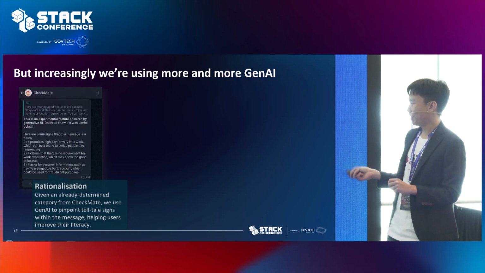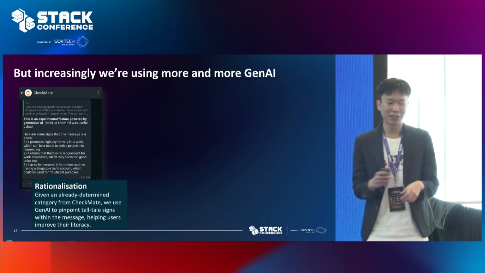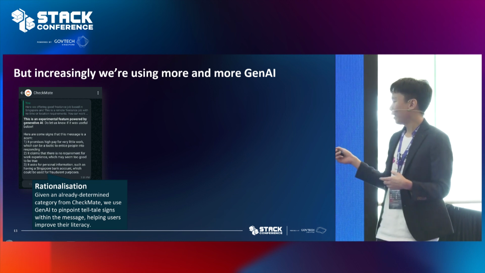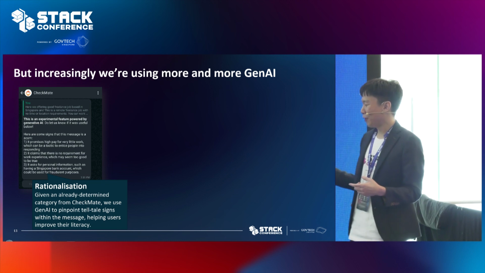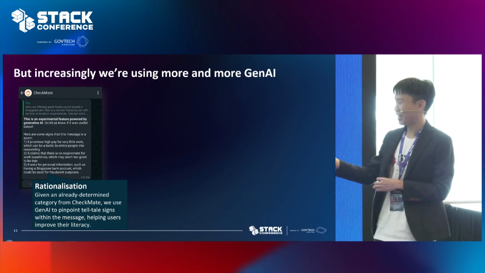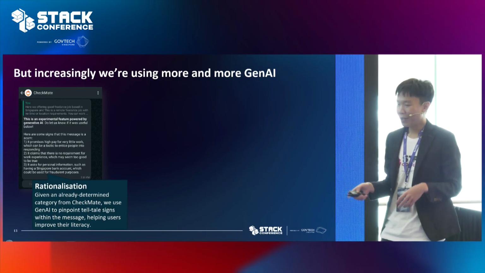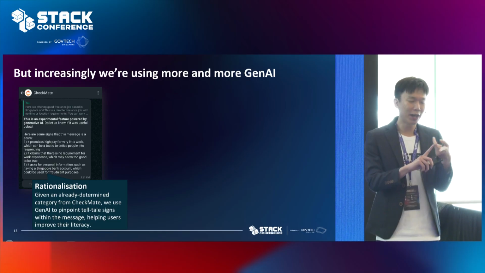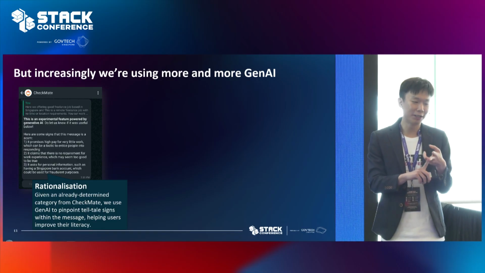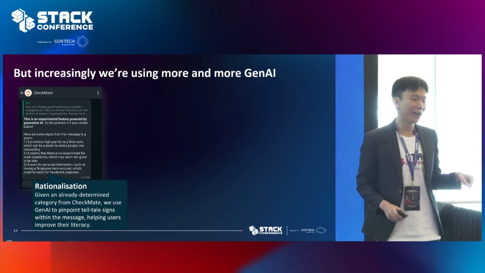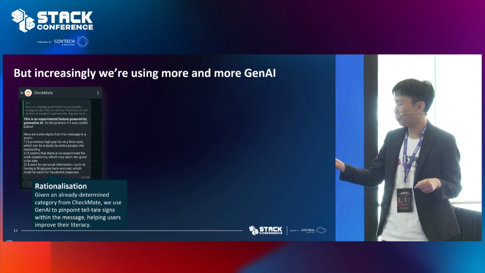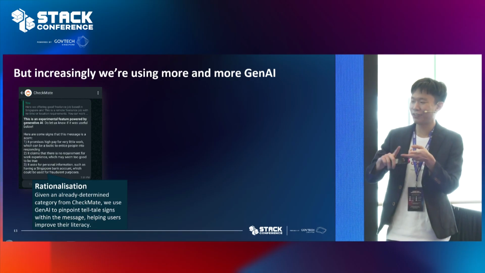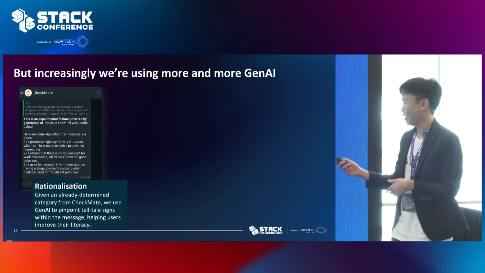And increasingly we are also adding a lot of GenAI features. I started CheckMate before the era of GenAI. But as GenAI came in, we are doing quite a lot of things. We are doing rationalization, that's what I call it. Basically, given the label that either our ML or the humans applied, we use the GenAI to explain why this message was categorized that way, so that the user can see, oh, this is a scam because it promises very high pay for little work. Basically, it's using the LLM to come up with the explanation.